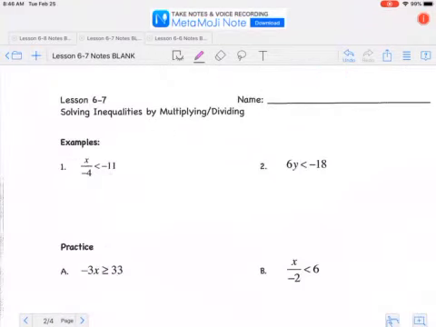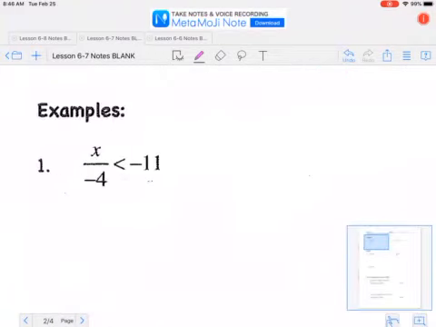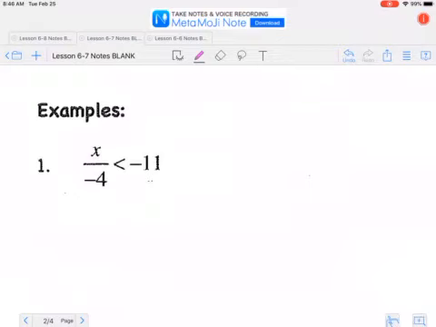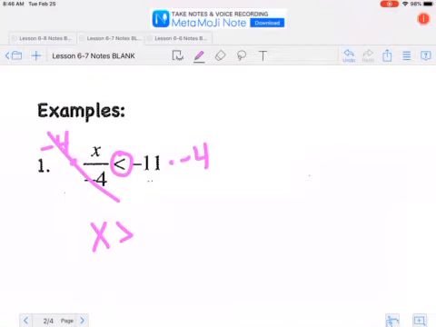Okay, so for our first example here, we have x divided by negative 4 is less than negative 11. So in order to solve for x, we're going to multiply by a negative 4 on both sides. Remember, we just talked about if you multiply or divide by a negative, you have to flip the sign. Okay, so our negative 4's are going to cancel. So we'd have x, and we're going to flip our sign because we multiply by a negative, is greater than, and then negative 11 times negative 4 is a positive 44.